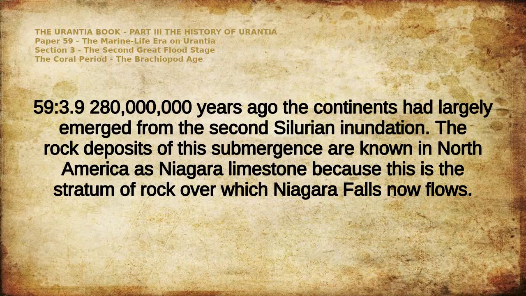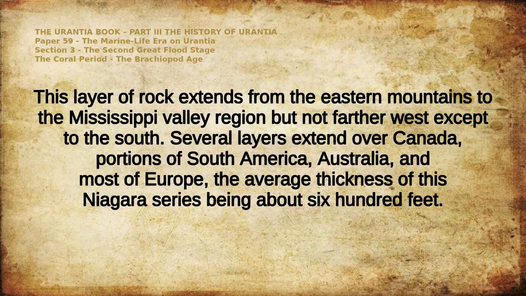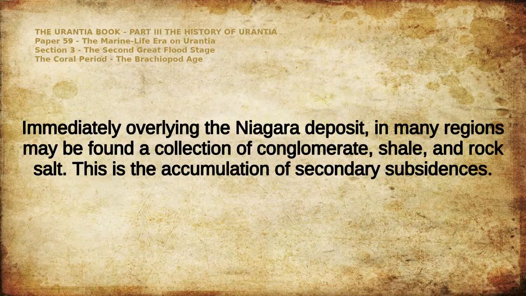280 million years ago, the continents had largely emerged from the second Silurian inundation. The rock deposits of this submergence are known in North America as Niagara limestone, because this is the stratum of rock over which Niagara Falls now flows. This layer of rock extends from the eastern mountains to the Mississippi Valley region, but not farther west, except to the south. Several layers extend over Canada, portions of South America, Australia, and most of Europe, the average thickness of this Niagara series being about 600 feet.